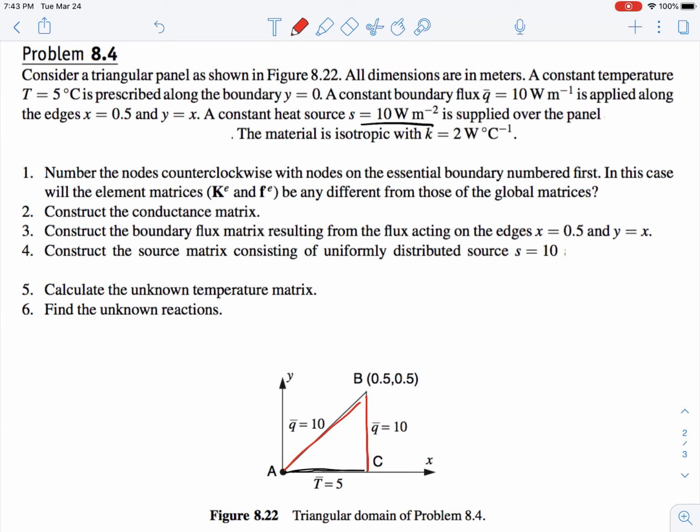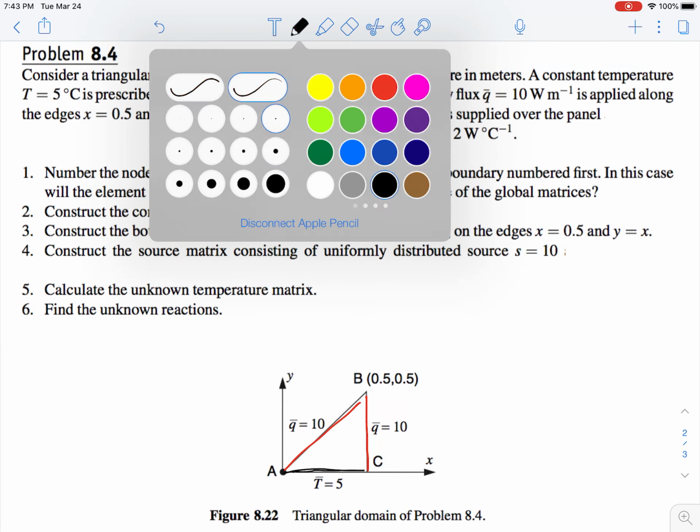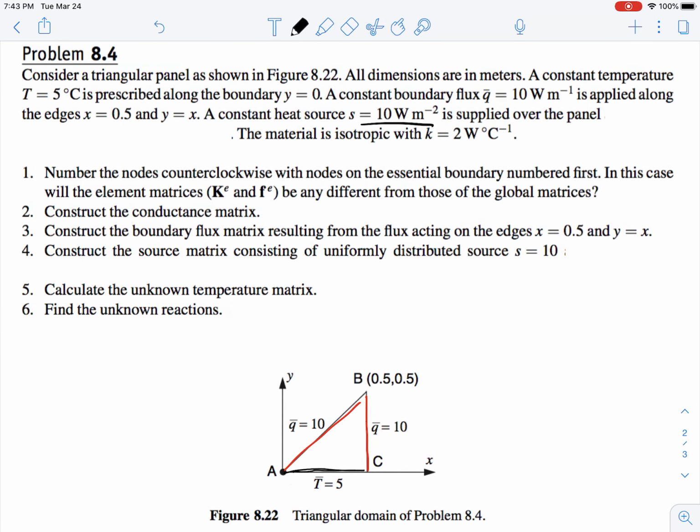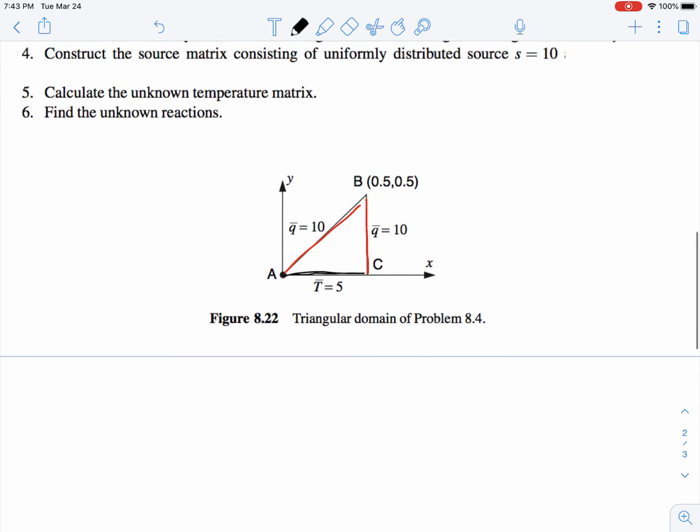Both have a flux of 10 watts over meter, and then the conductivity of the material is 2 watts over degree centigrade, and we have a source term in the entire domain which is 10 watts over meter square. And I think that's about it.